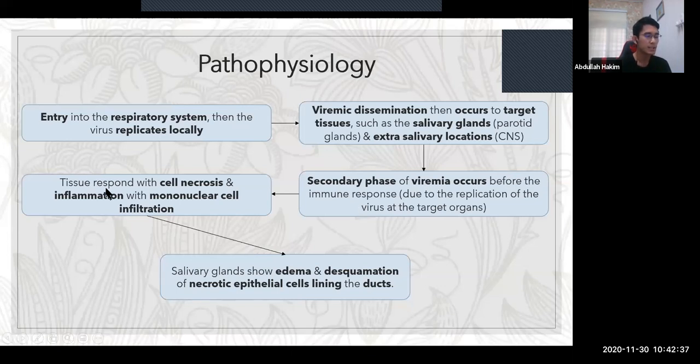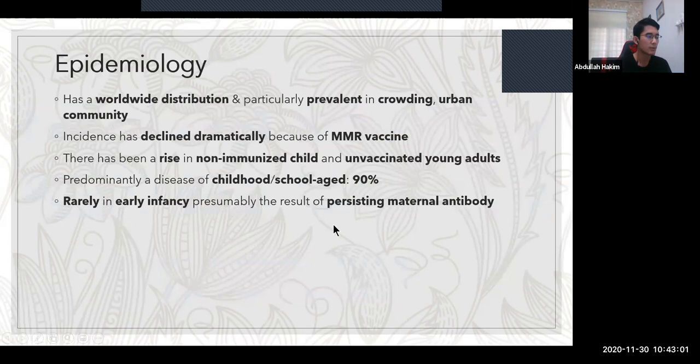So the tissue will respond with cell necrosis and inflammation with mononuclear cell infiltration. This will result in edema and desquamation of necrotic epithelial cells lining the ducts, so we can see enlargement of the salivary glands. So we move on to the epidemiology.